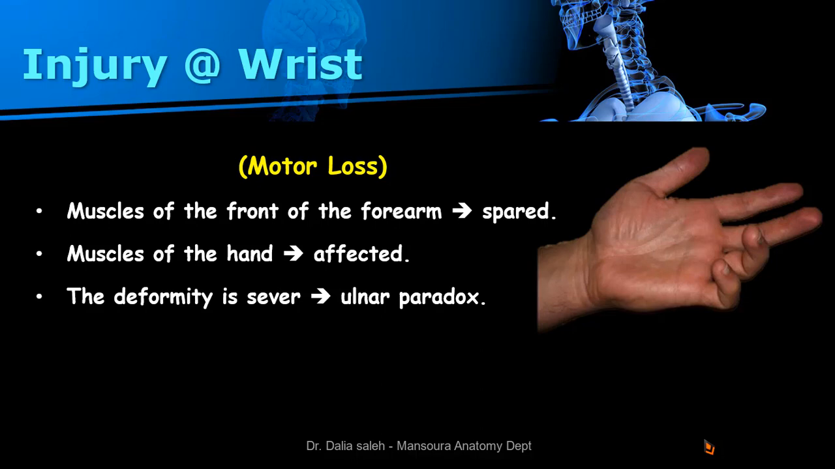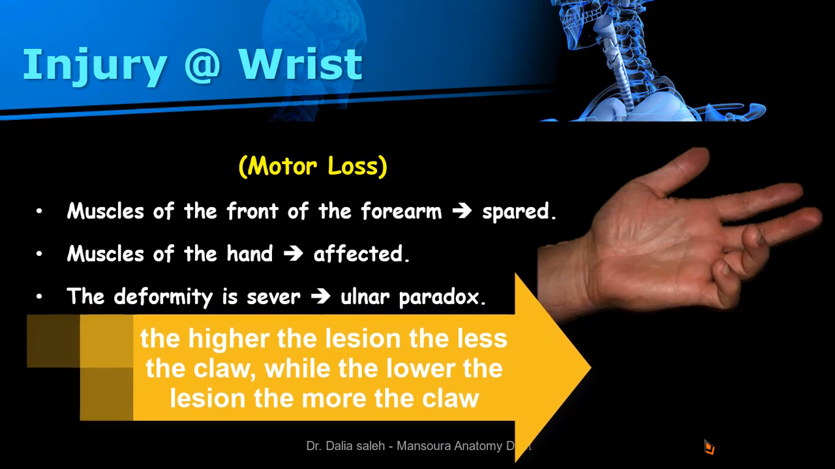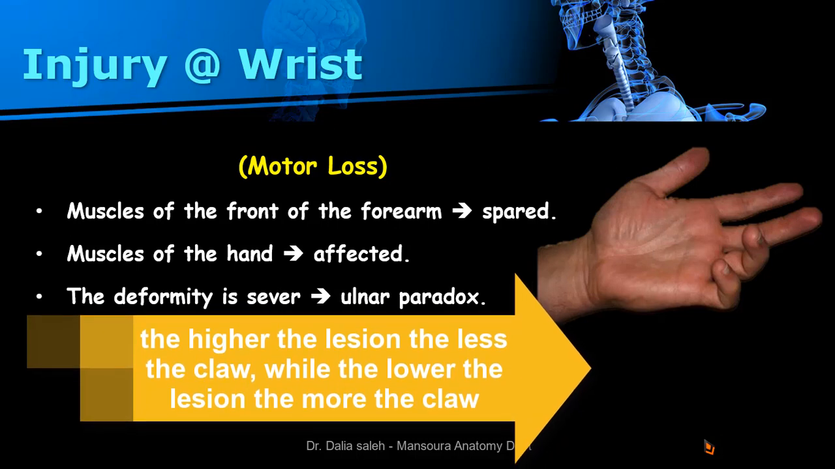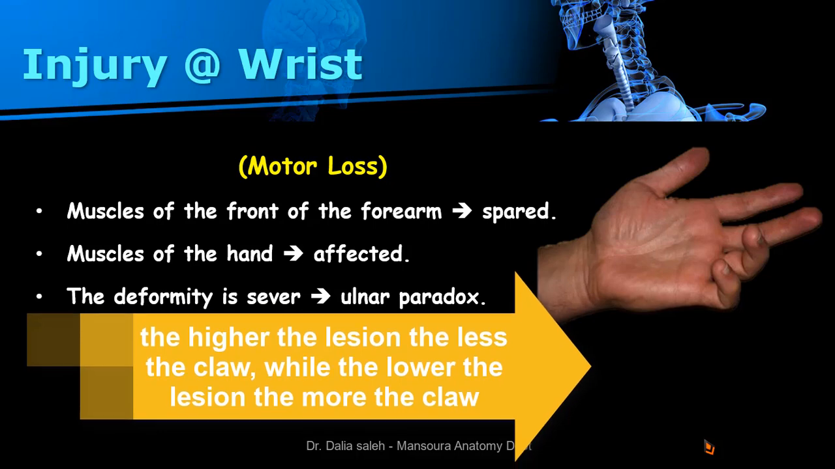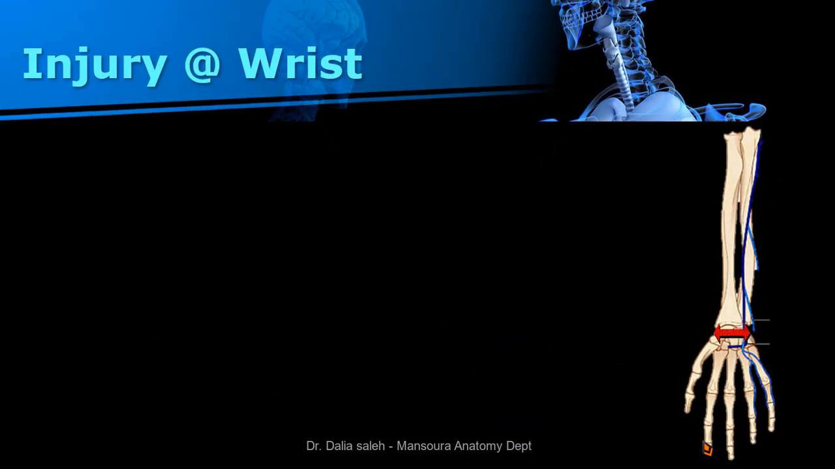What's meant here by ulnar paradox is that the flexion at the little and ring fingers will be more obvious due to sparing of the medial half of the flexor digitorum profundus, and thus the patient can flex his ring and little finger more.